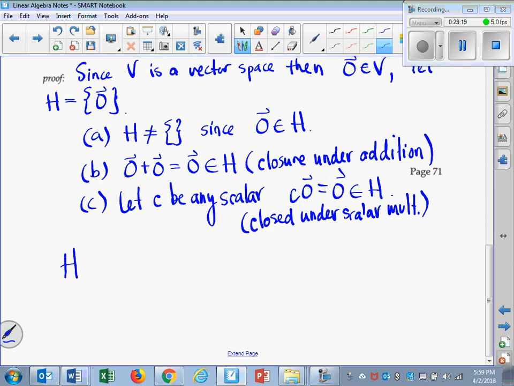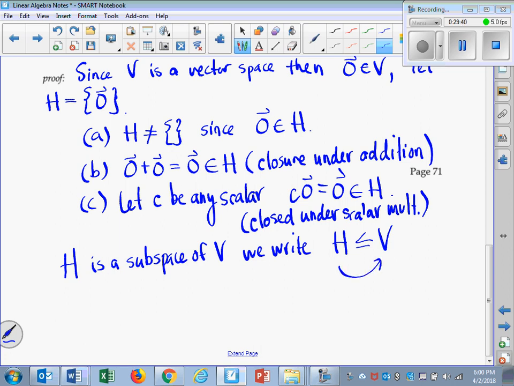So we'll say H is a subspace of V, and usually what we write is H is a subspace of V. We use a less than or equal to, showing that H is contained in V. So a subset, I don't know if I've showed this to you before, but a subset looks something like this. So this means subset.